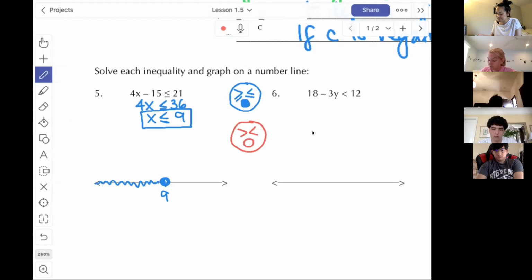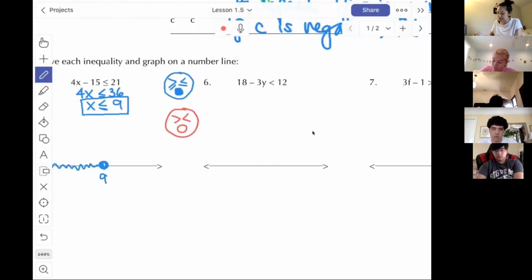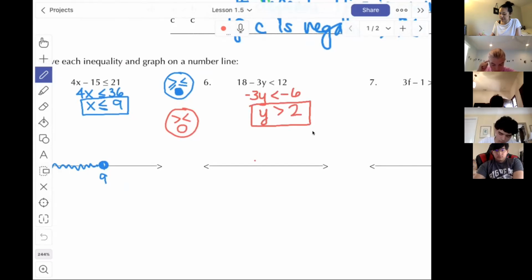Okay, number 6. Number 6, I'm going to subtract the 18, leaving me with negative 3y is less than negative 6. I'm going to divide both sides by negative 3. So here we got to be careful. I'm going to switch the inequality since I divided by a negative. So I have 2, open circle, and greater than. So I'm going to shade all numbers greater than 2.